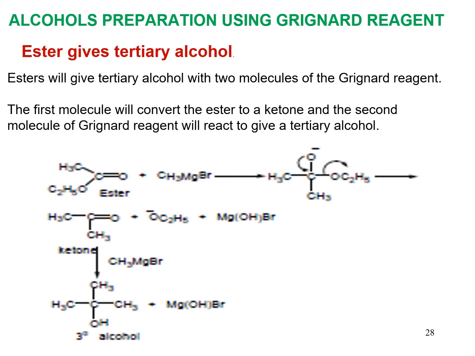Now, when we are using ester, we are going to form tertiary alcohol. In this case, we are going to use 2 molecules of Grignard reagent. The first molecule is going to form a ketone, while the second molecule is going to react with our ketone. So remember, the first molecule is going to form a ketone, then you just follow the method of ketone and Grignard reagent to form tertiary alcohol to complete the reaction. So ester gives tertiary alcohol with Grignard reagent, ketone gives tertiary alcohol with Grignard reagent.